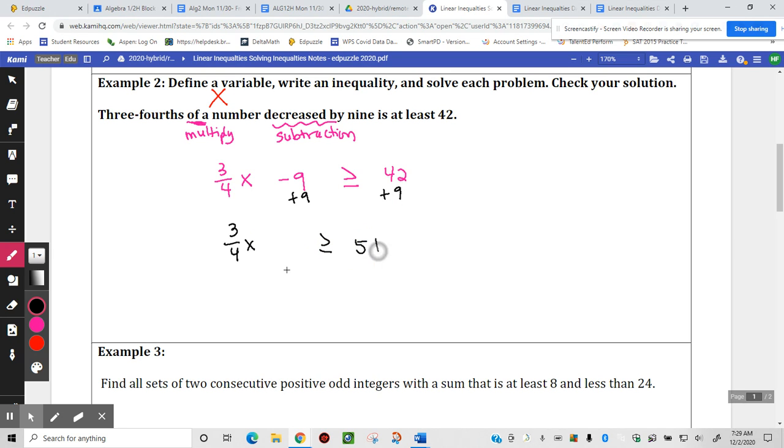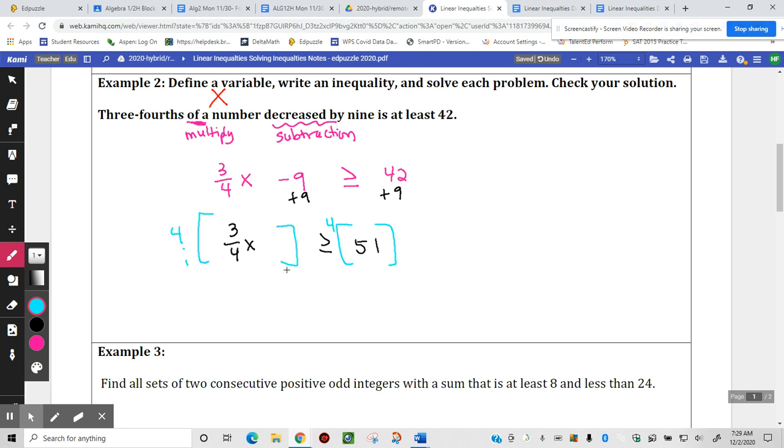And I get 51. Right. Now you decide how you want to do this next part. Do you want to divide by 3/4? Do you want to multiply by 4/3? Me, I always have a very similar strategy pretty much every time. My strategy is to get rid of fractions. So that's the step that I take.